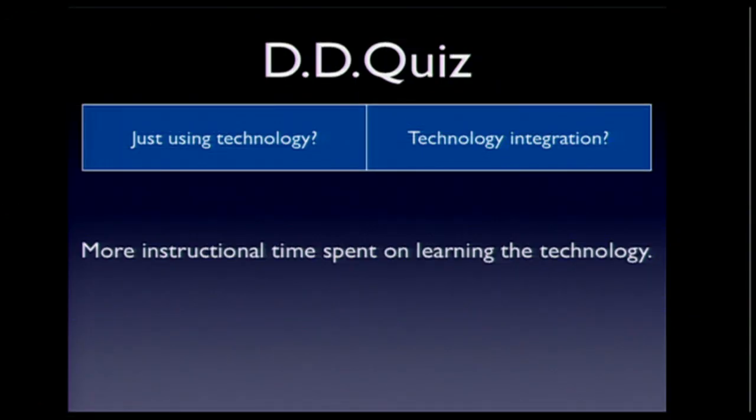More instructional time in this class is being spent on learning how to use the technology. That's interesting, because we know that students have to learn how to use the technology, of course, in order to use it. But more time is spent by the teacher actually showing how to use the technology instead of actually doing the lesson. So we're spending more time learning how to Google.